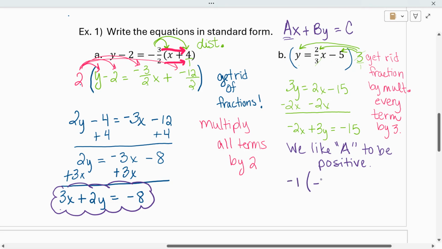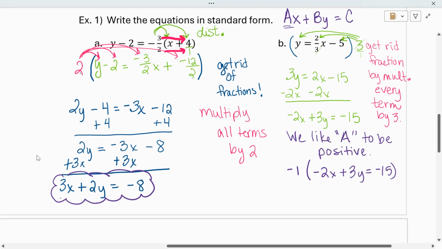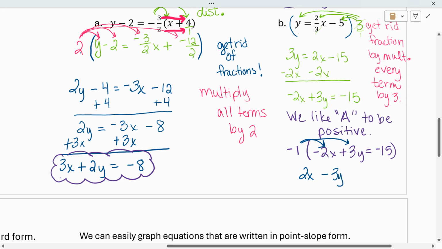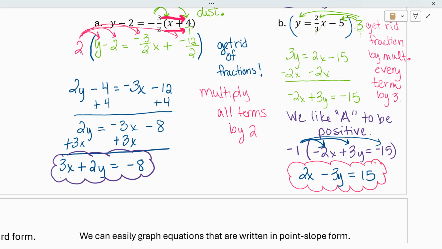So -1 times -2x plus 3y equals -15. When I do that, -1 times a -2x gives me a positive 2x. -1 times a positive 3y gives me a -3y. And -1 times a -15 gives me a positive 15. So this is the standard form of equation B.